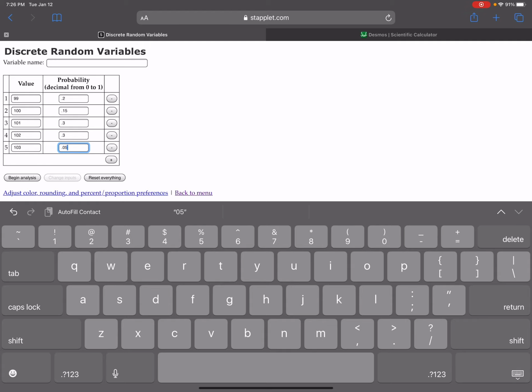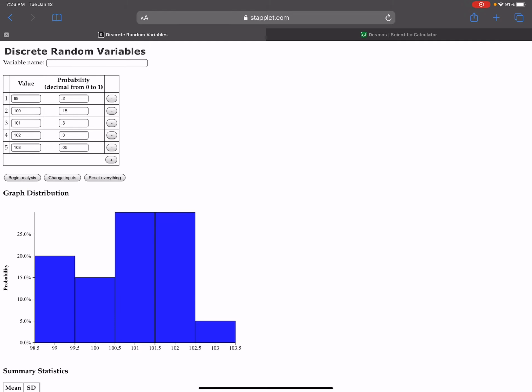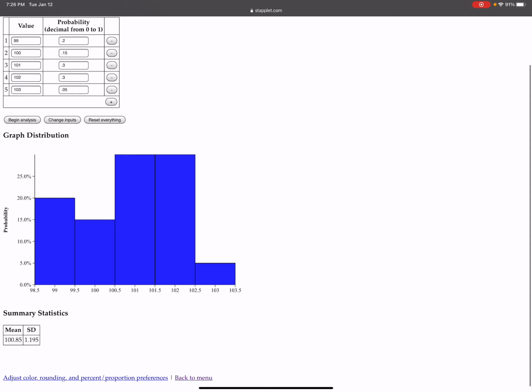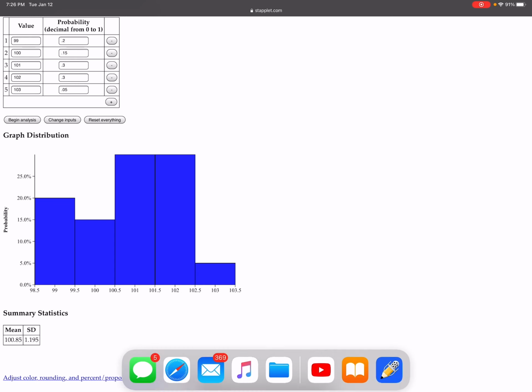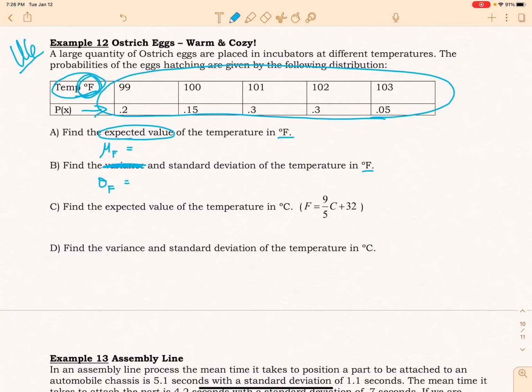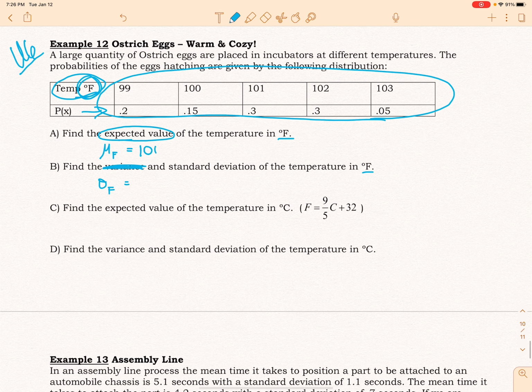Okay, so I'm going to begin the analysis here, and I'm just doing this to get my mean and standard deviation. And down here at the bottom, as you can see in the little table under summary statistics, my mean is 100.85, my standard deviation 1.195. Okay, so now I'm going to go back to my problem here. So I've got 100.85 degrees Fahrenheit for my mean, and for my standard deviation, 1.195 degrees Fahrenheit.